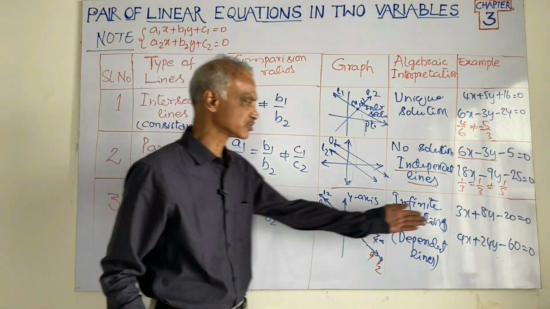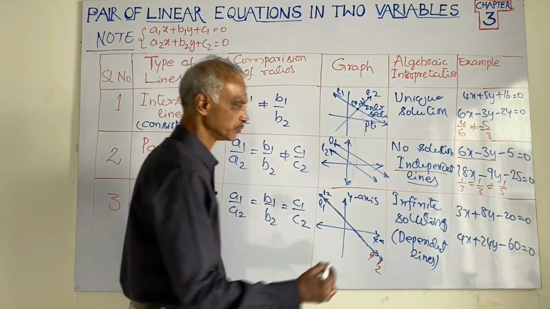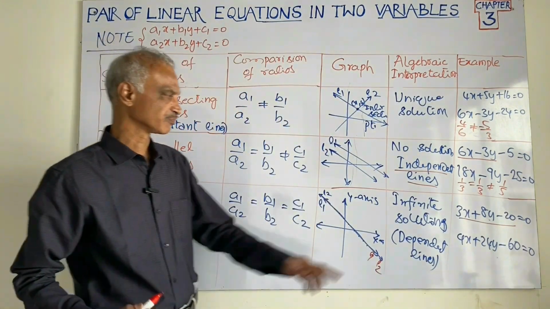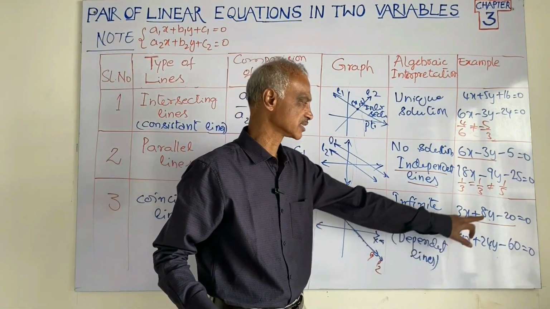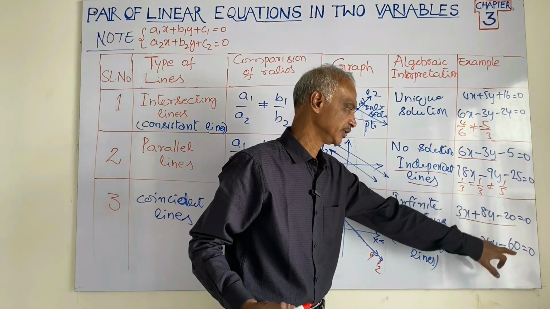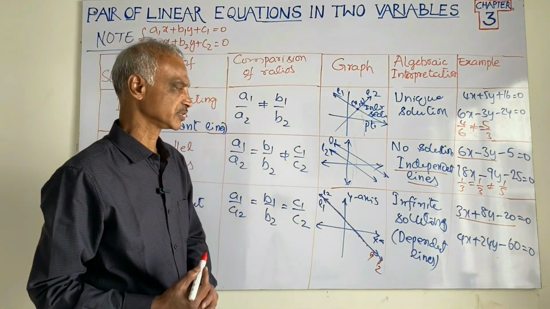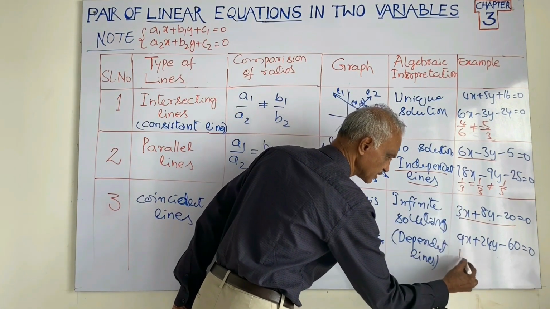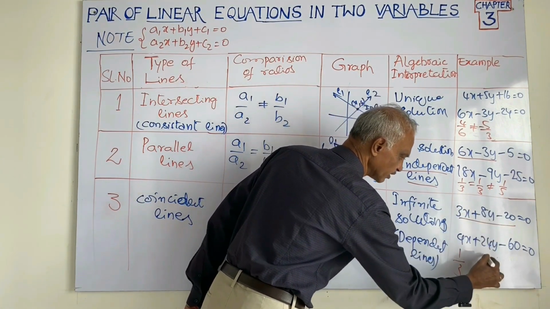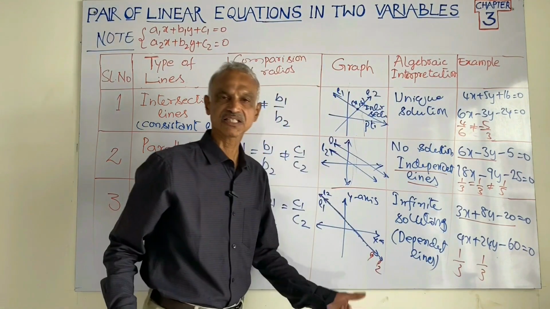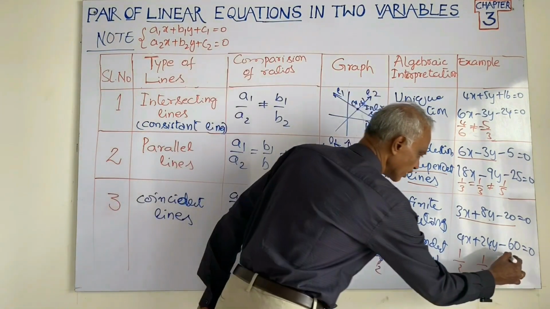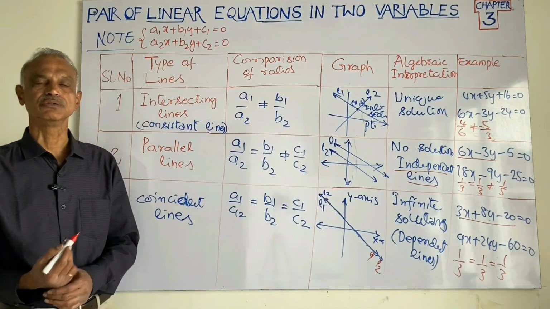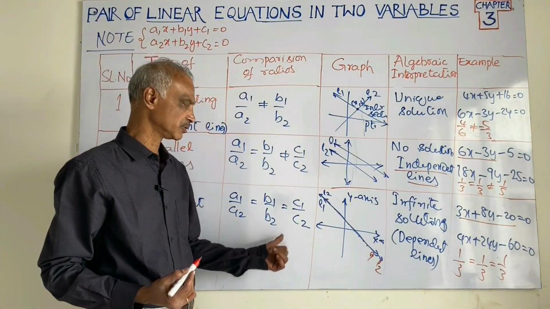And what is the example? Multiply the whole equation by 3. 3 into 3, 9x plus 24 into 3, 6 minus 60 is equal to 0. You take the ratio: 3 by 9 means 1 by 3, and 8 by 24 means 1 by 3, minus 20 by minus 60 means 1 by 3. They are equal to each other. a1 by a2 is equal to b1 by b2 is equal to c1 by c2.